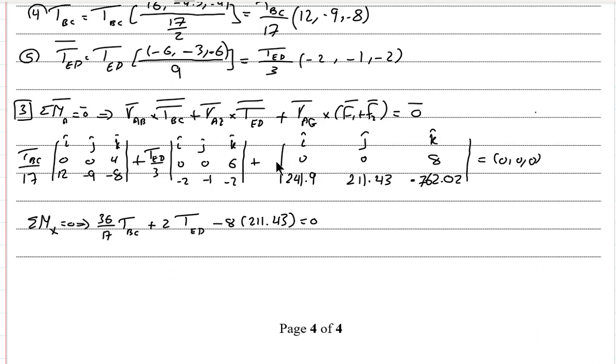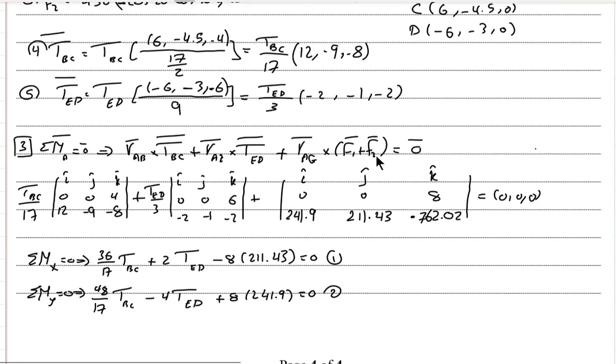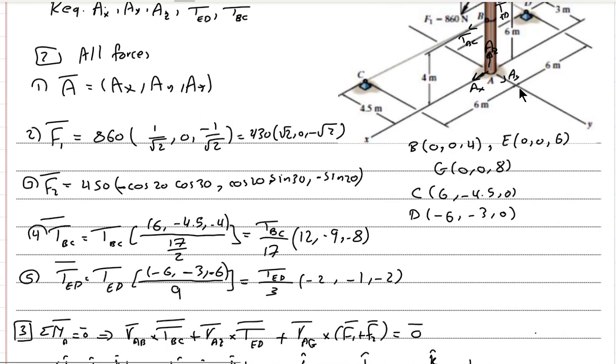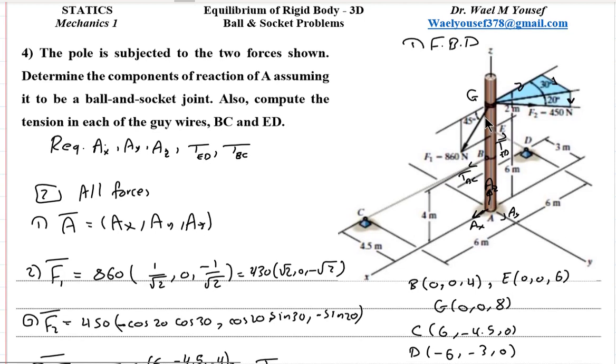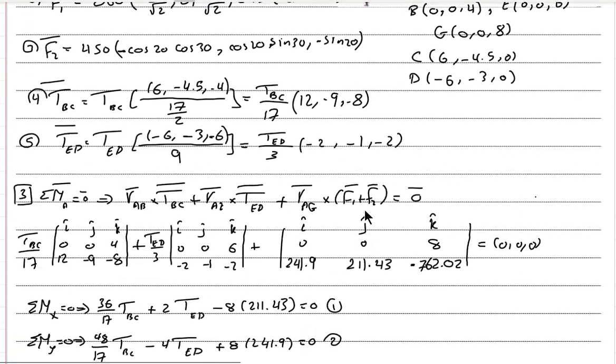211.43 equals 0. Also we can get sigma moment about y equal 0 in the same way. This is the second equation. We don't need to get sigma moment about z equal 0 because it will be 0 in all determinants, right? 0 minus 0, 0 minus 0, also 0 minus 0 here. And this is exactly as the figure says, because all the forces intersect the z-axis. So there is no moment about z. All the moments of these forces will be 0 also.